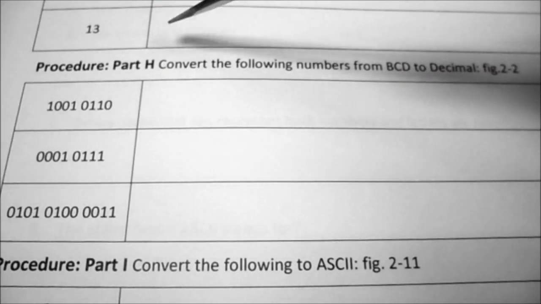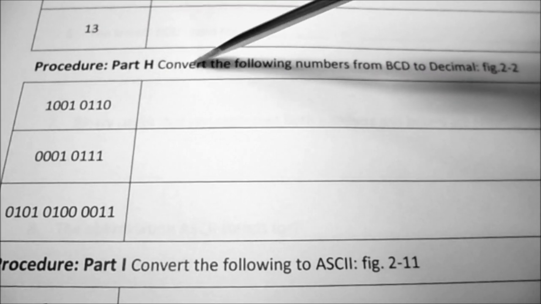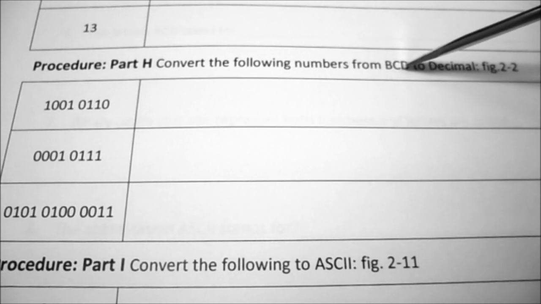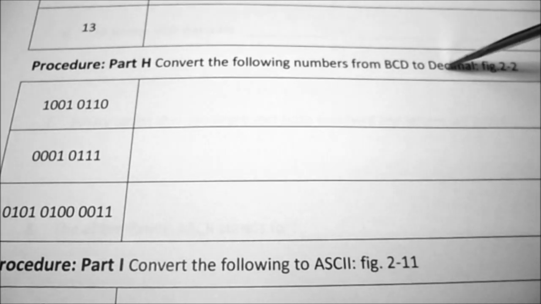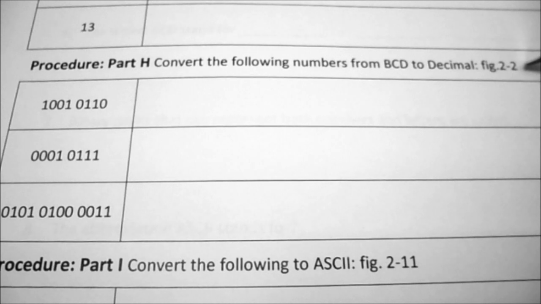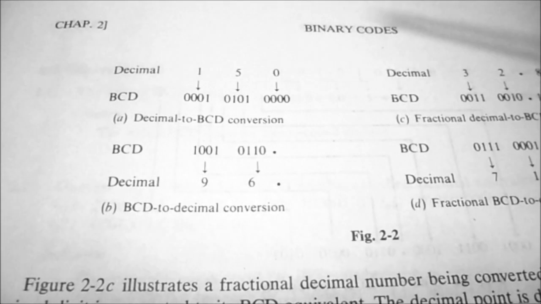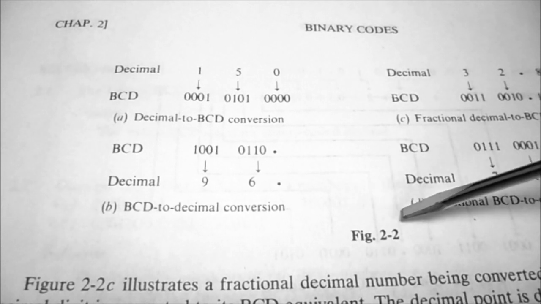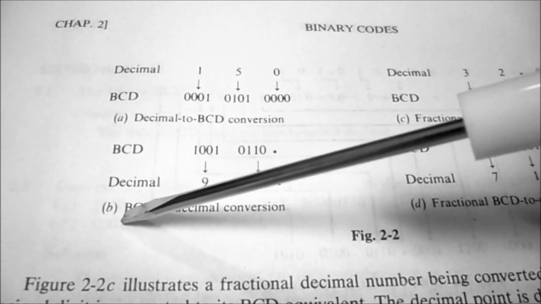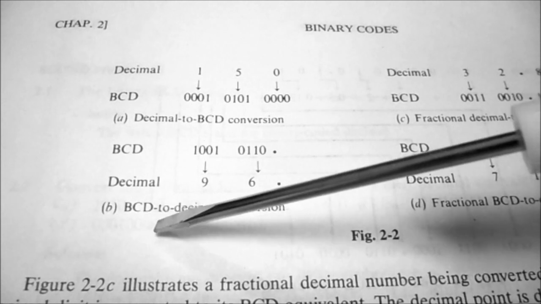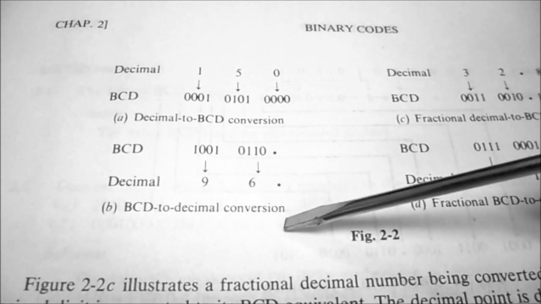So under procedure, part H, we're to convert the following numbers from BCD to decimal, and that also references figure 2-2 in your textbook. So in your textbook, figure 2-2, B part shows you how to do a BCD to decimal conversion.